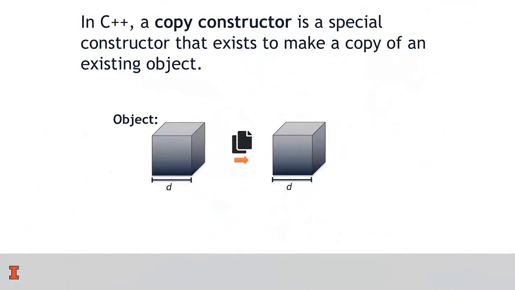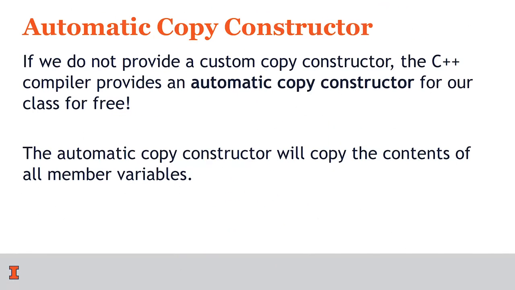In addition to standard constructors in C++, a copy constructor is a special type of constructor that allows us to make a copy of an existing object. Let's see how this works. Just like an automatic default constructor, an automatic copy constructor is defined for us if we don't provide any copy constructor whatsoever. The automatic copy constructor is going to copy the contents of all variables.